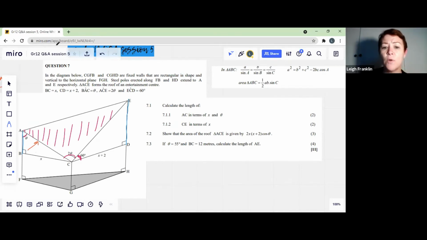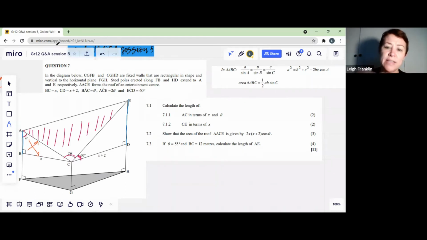Now let's have a look at what they wanted us to do. They wanted us to express AC in terms of x. So in relation to theta, where is x, side BC, situated? Is it adjacent or is it opposite? Can you see that it is opposite? So opposite to theta is side BC, which they have called x. Adjacent would be AB.